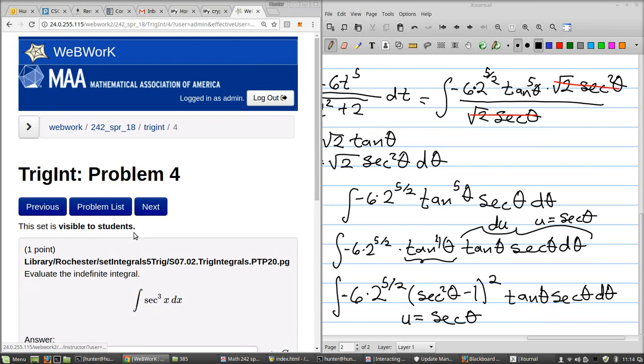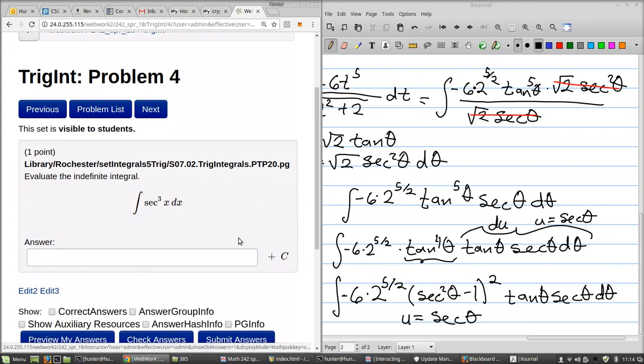Actually, secant cubed is really hard. You should try to do it yourself, but then you might have to look up the answer, or follow the example that's given in the book. So I'm going to stop the video. Good luck.